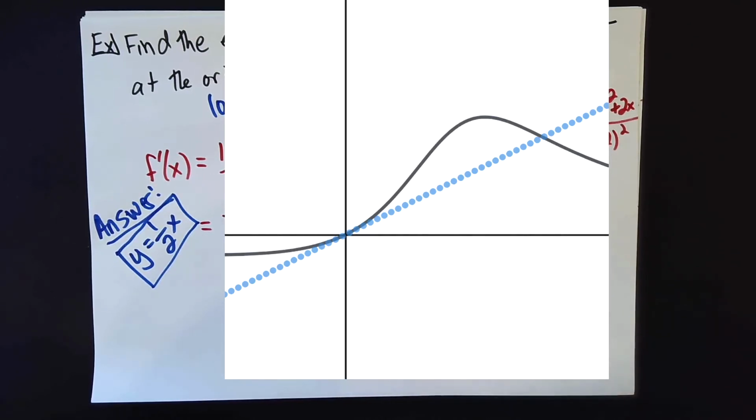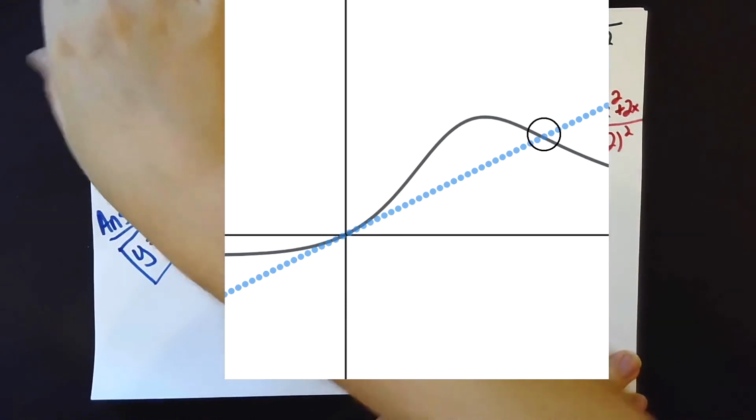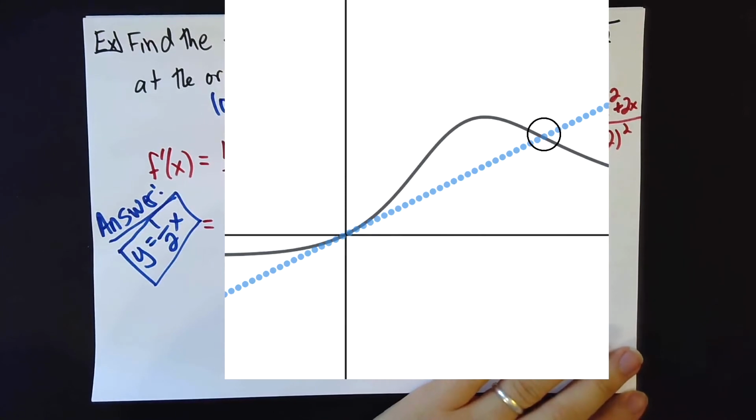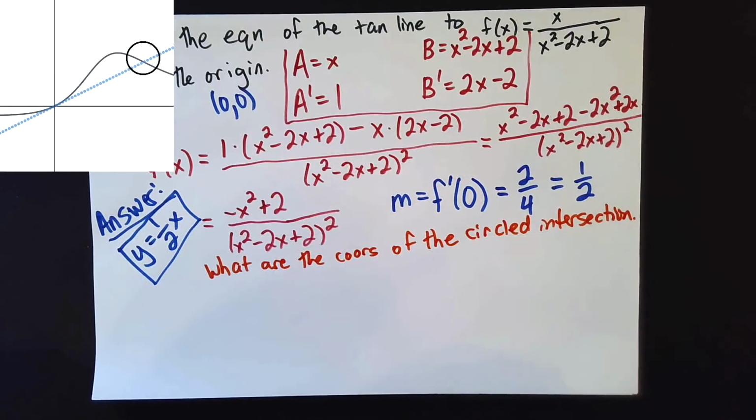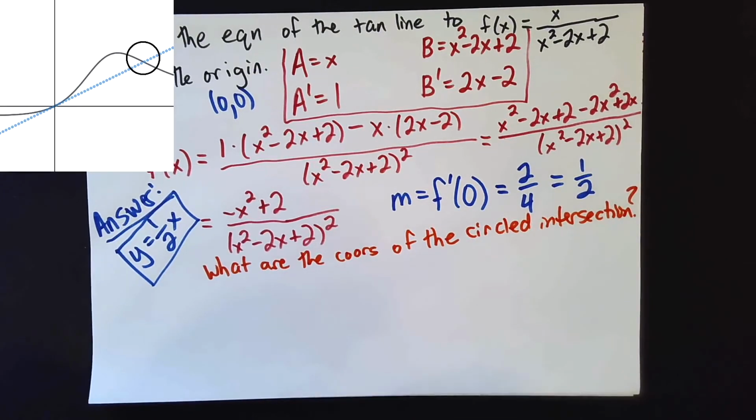But there's one other thing that leaps out at me in this question, which is the fact that this tangent line actually intersects the graph somewhere over on the right. And so a perfectly reasonable question is, where do the tangent line and the graph intersect? All right, so let's attempt to find the coordinates of this point.